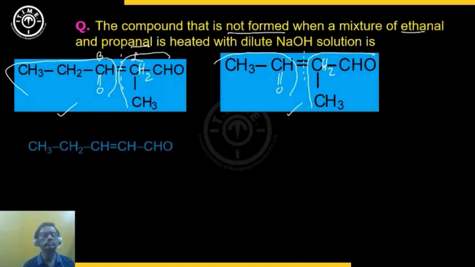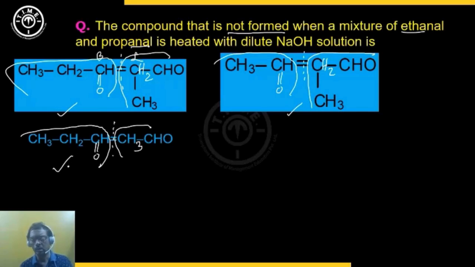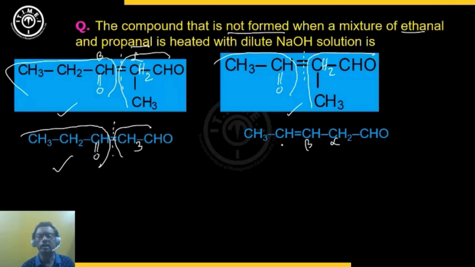Third one. Break the alpha beta bond. Here you put 2 hydrogens, so this becomes CH3. Put a double bond O. This is CH3CH2CHO, propanol, and that is ethanal. This is also okay. Fourth one, this is not alpha beta unsaturated. This is beta gamma, which will not happen. So this is the one that is not formed when ethanol and propanol are heated with dilute NaOH.